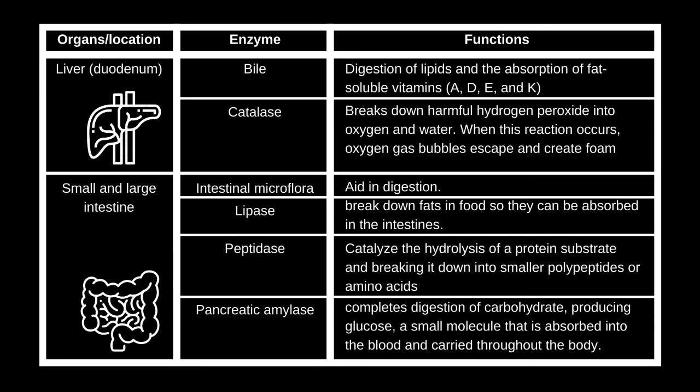In the small and large intestine, there is intestinal microflora that aids in digestion. Lipase breaks down the fats in the food so they can be absorbed in the intestines. Peptidases catalyze the hydrolysis of a protein substrate, breaking it down into smaller polypeptides or amino acids. And the last one is pancreatic amylase that completes digestion of carbohydrates, producing glucose, a small molecule that is absorbed into the blood and carried throughout the body.